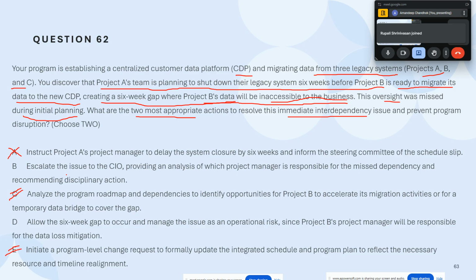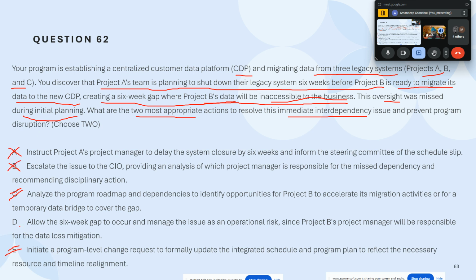Next is B, escalate the issue to the CIO. Why would you escalate something to the CIO? Does it really make sense? What are you trying to do? Then, provide an analysis of which project manager is responsible for the missed dependency and recommend disciplinary action. No. We just can't go back and say someone didn't give me the data correctly, that's why we missed it. This is not that kind of a question. So even B goes off.